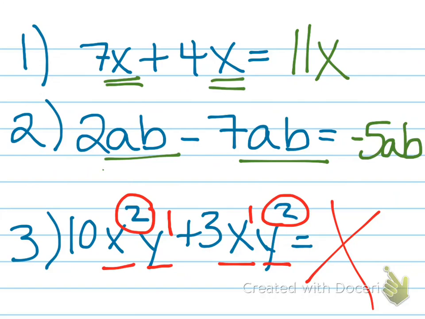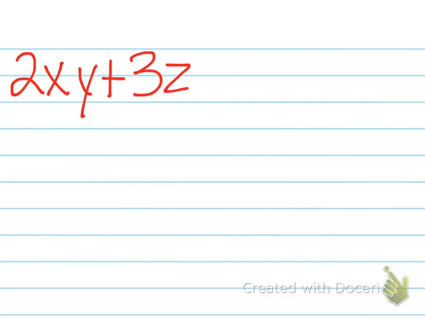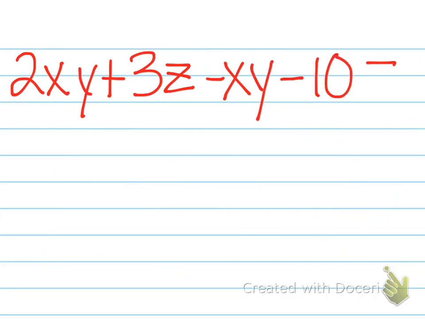Now, there's one more example I want to show you and just kind of beef it up a little bit and give you some more terms. Say I gave you 2xy plus 3z minus xy minus 10z. All right, so this is more of kind of the problem we're going to be working with. Now, there are like terms in here. You have to match each pair, just like we've been doing in class. So, see if you can spot a like pair that we can combine, meaning add or subtract them together.